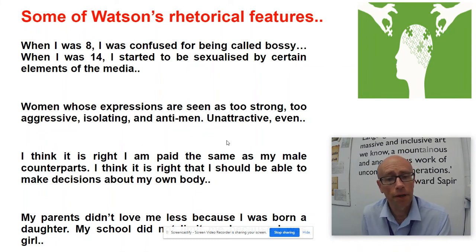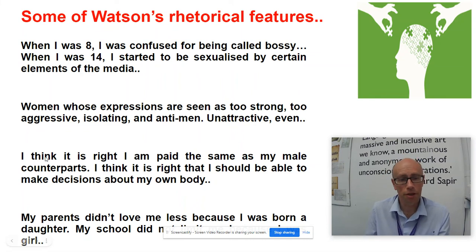"I think it's right that I'm paid the same as my male counterparts. I think that it's right that I should be able to make decisions about my own body." Again, this is anaphora, isn't it? With the repetition at the beginning of the sentences, using the first person singular pronoun I, and very forthright in her opinion that she's putting forward. She's using the copular verb is, so it is right, it is right. So another good use of anaphora.